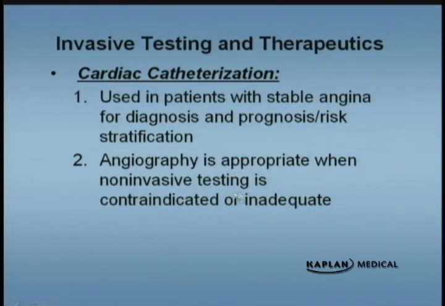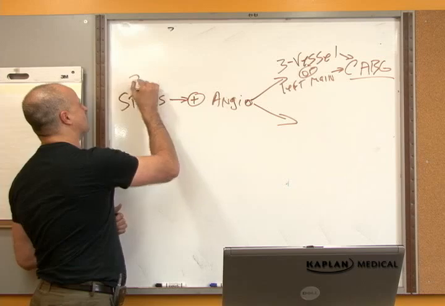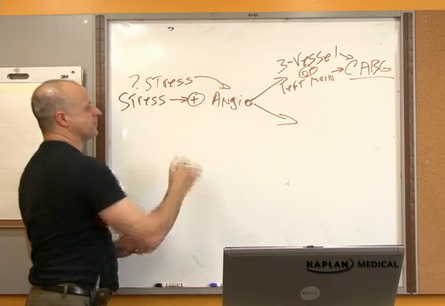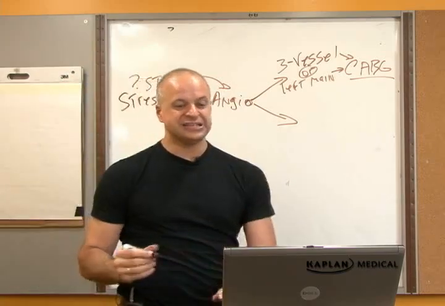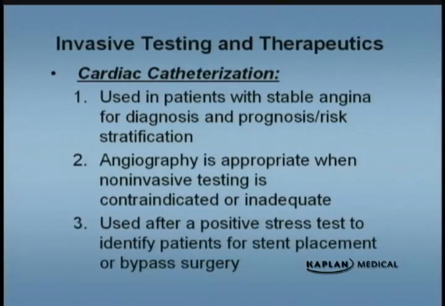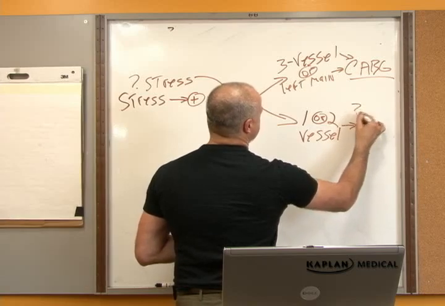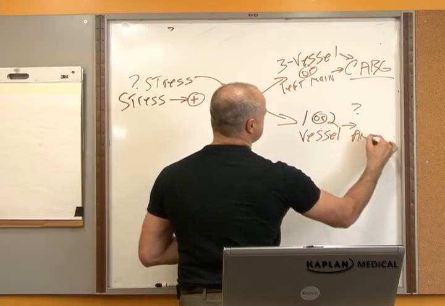Angiography is also used if, what do you do when you have an equivocal stress test? Angiogram. Stress test that's positive, equivocal stress test, and they use it to determine, see where it says stent placement? Stent placement is what you do if somebody has one or two vessel disease. I have one or two vessel disease, and should I do angioplasty?